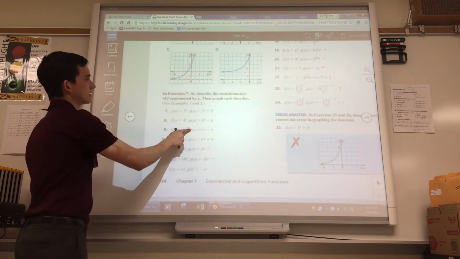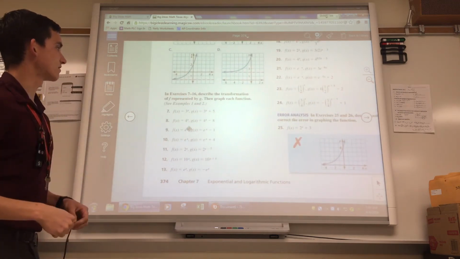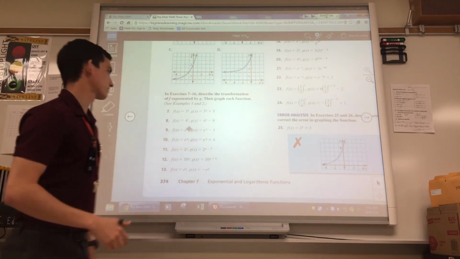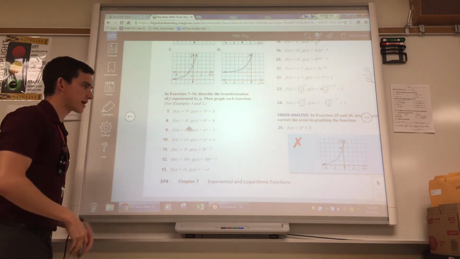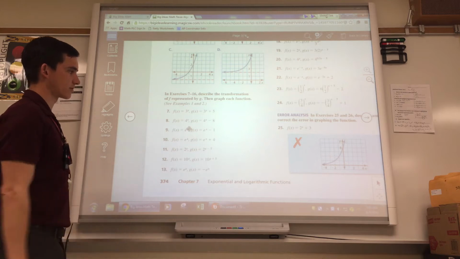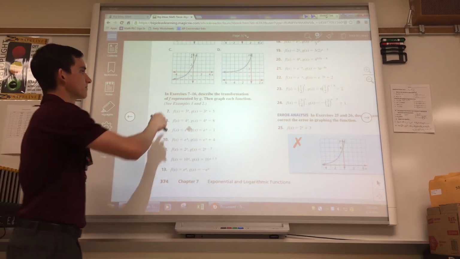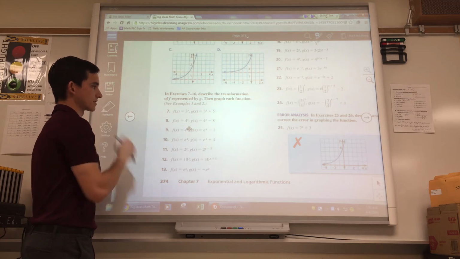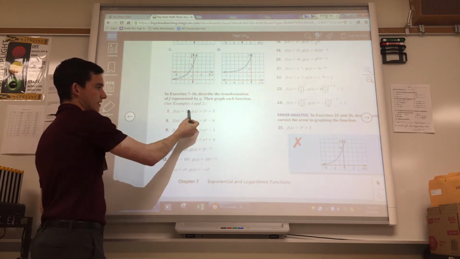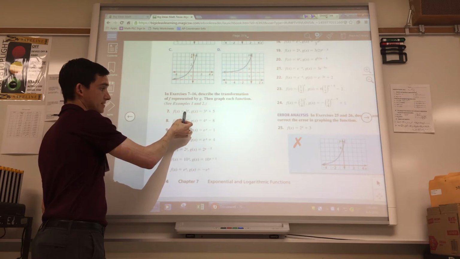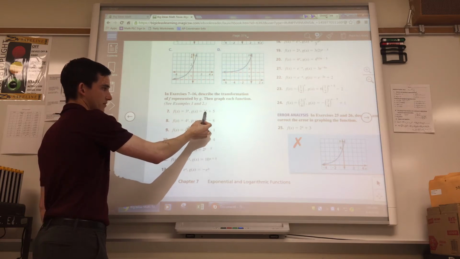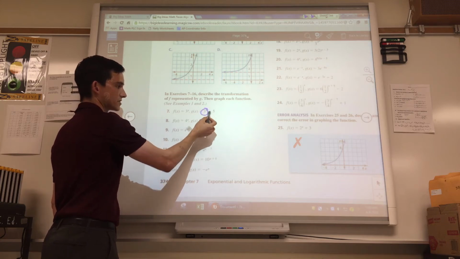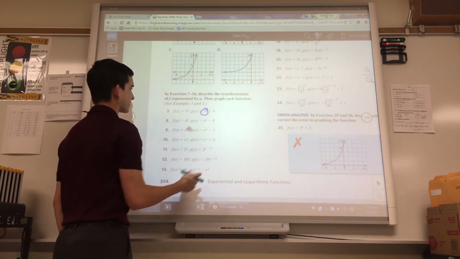Okay, so let's see. Describe the transformation of f represented by g, then graph each function. So you can just do real junky graphs. Here, I'll give you an example of a graph that I'd be okay with. So right here, it has f of x is 3 to the x, and then g of x is 3 to the x plus 5. So here's f of x right there, and then you're just adding 5. You're shifting the whole thing up 5.